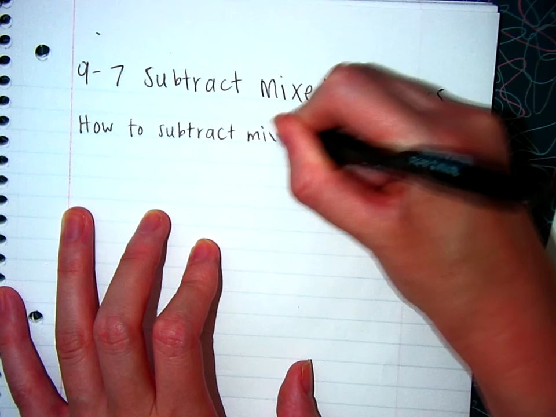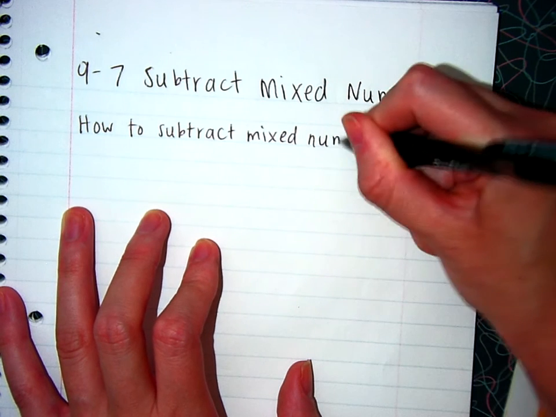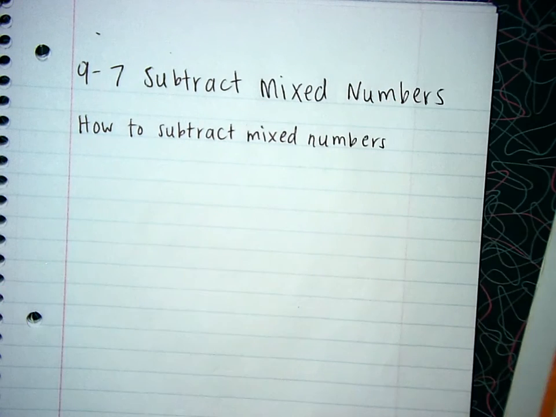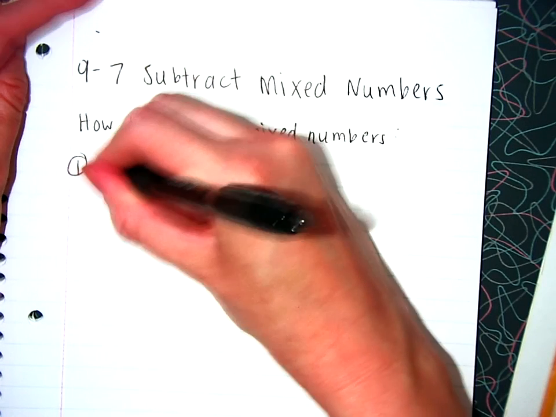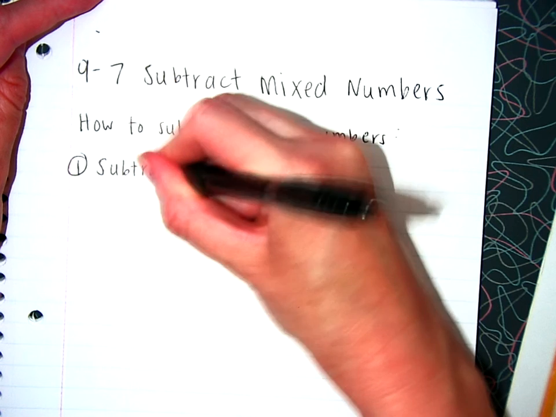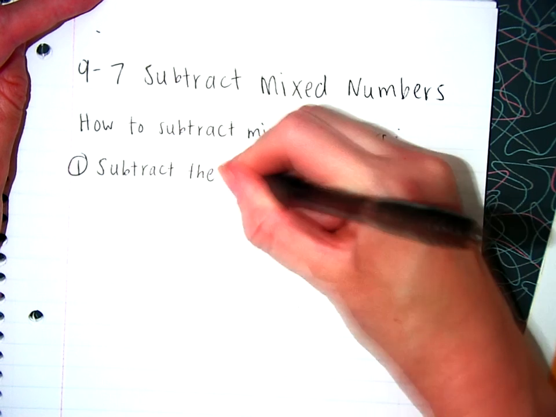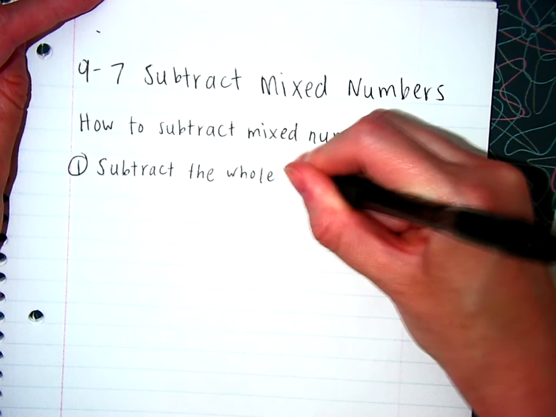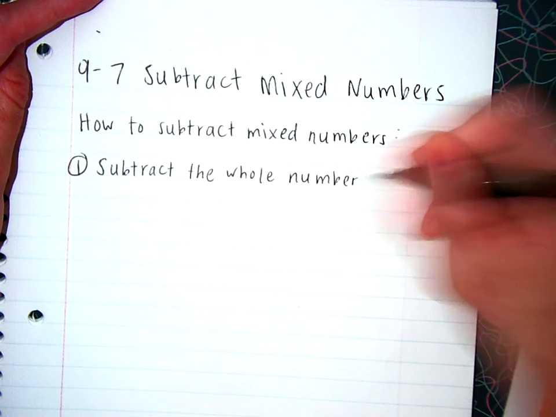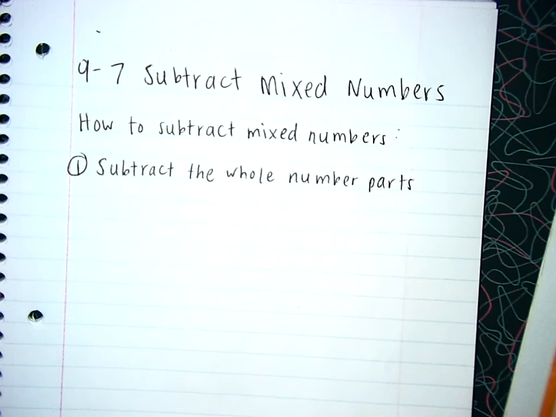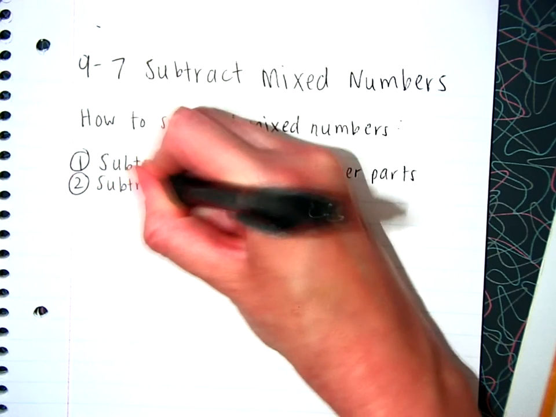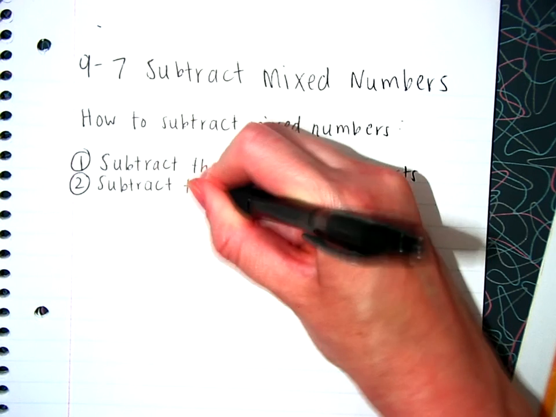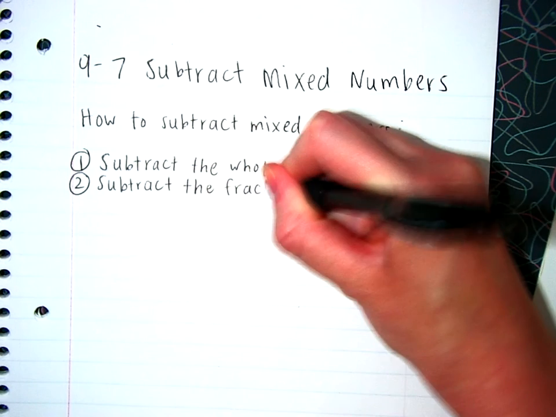mixed numbers, and then I will give you the checklist just like we did for our adding. So the first step is subtract the whole number parts. That is the first step of subtracting mixed numbers. Next, you are going to subtract the fraction part of the mixed numbers.